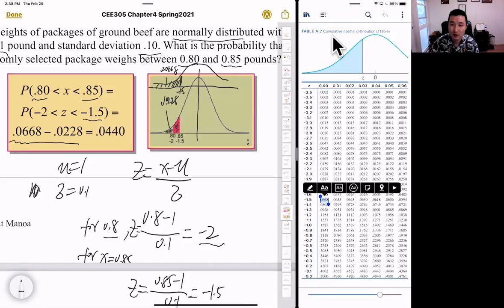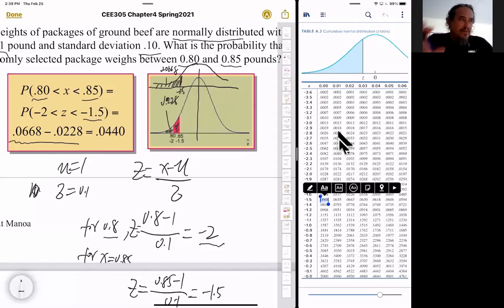Question. All right. So hold on a second. So the probability P equals 0.0440. Yes, it's P, right? P equals. Yeah.